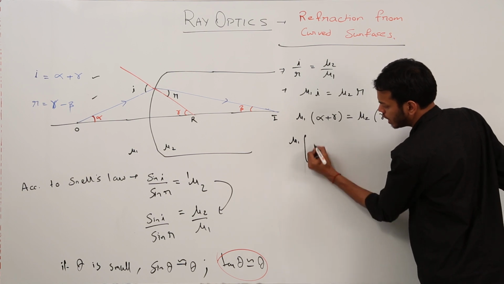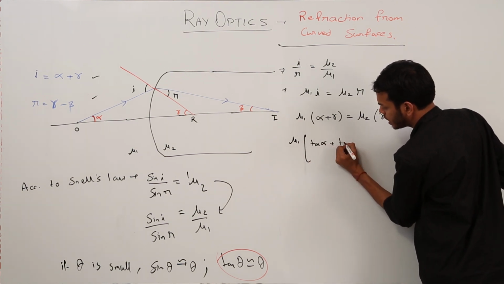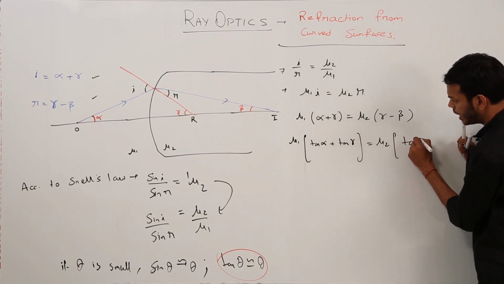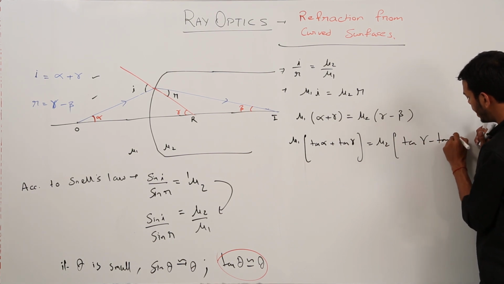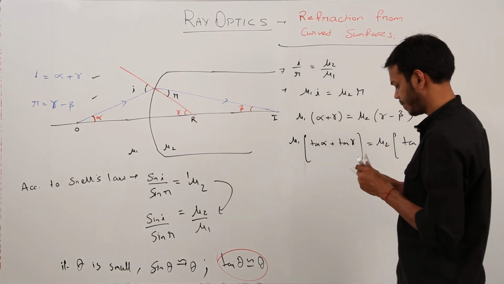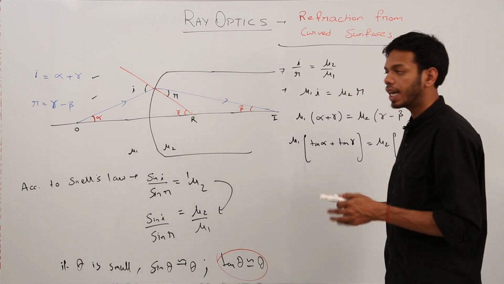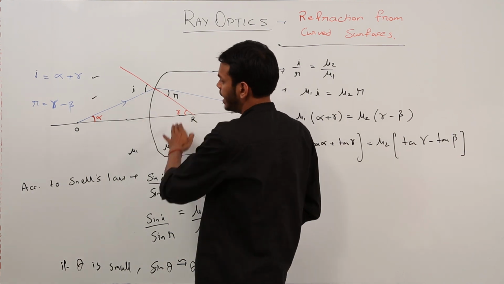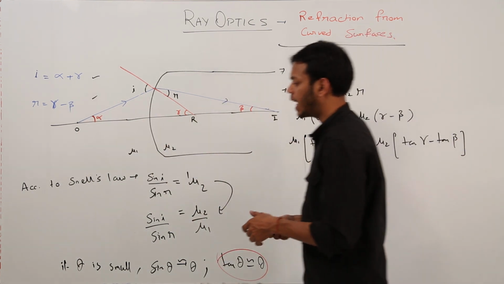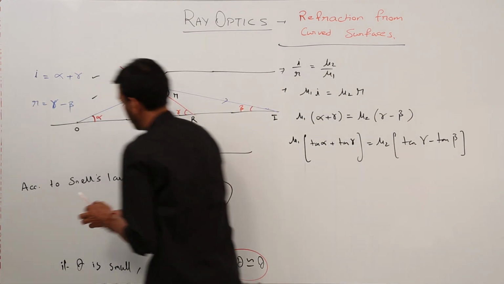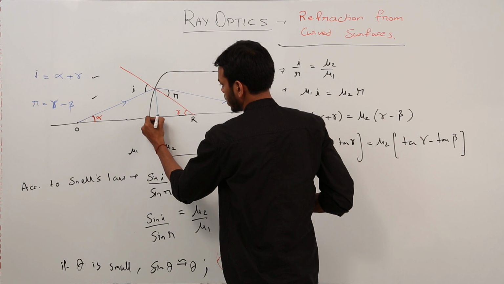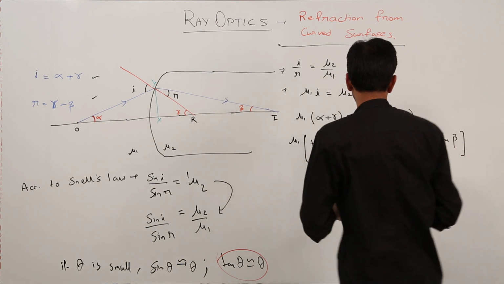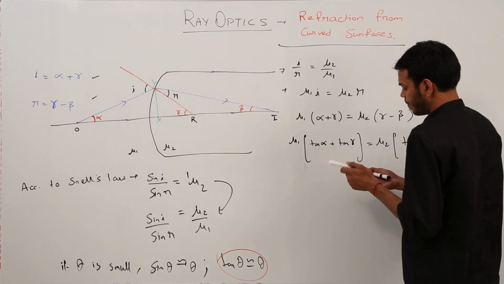I'll be using tan alpha plus tan gamma equals mu 2 over mu 1 times (tan gamma minus tan beta). What is tan? Height upon base. If I have to take tan alpha, I need some height upon base, but I don't have any height there, so I am going to make a construction. Let it be XY. Now I have all the heights and bases.